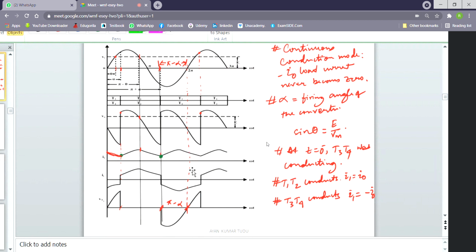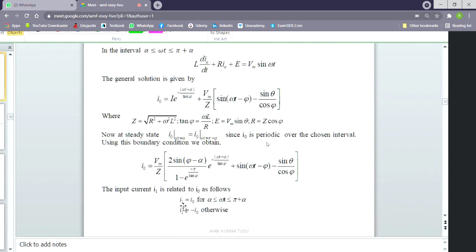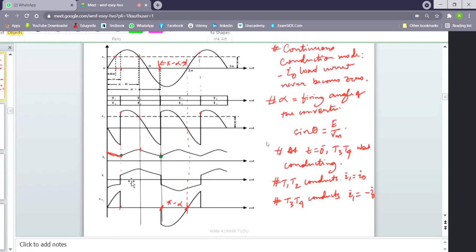So we are writing it this way: I1 equals I0 for alpha less than or equal to omega t less than or equal to pi plus alpha, and I1 equals minus I0 otherwise. Now, as you can see, this is the waveform of the input current. From this waveform of the input current, it will be interesting to find the Fourier series expression of I1.